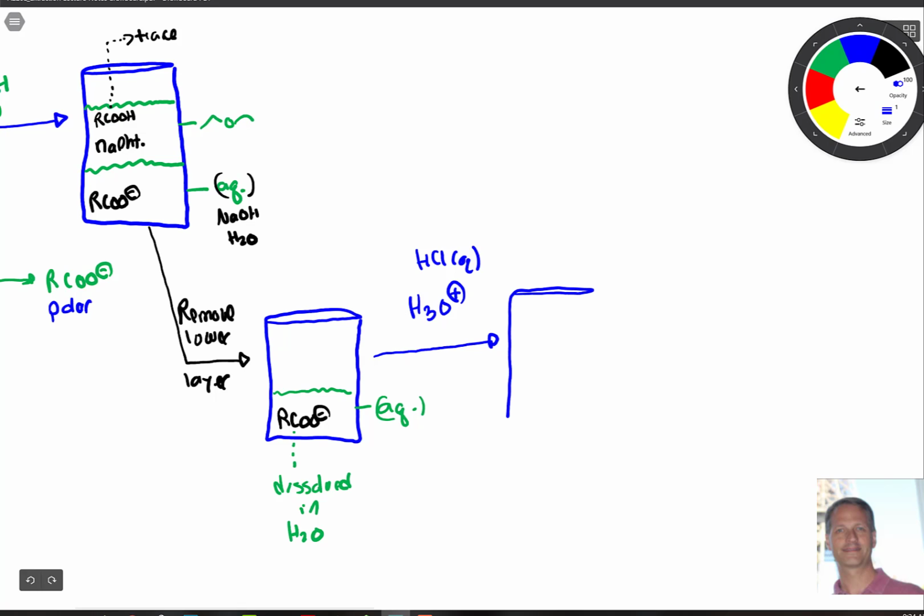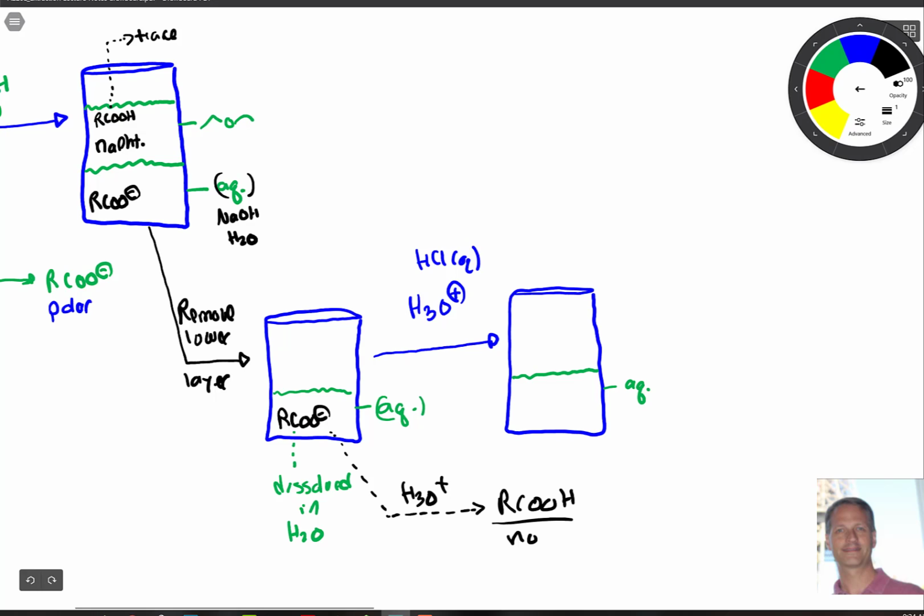So what happens when you do that? Well, you got your little flask or whatever down here below. You got your aqueous layer here. Now when you add to this H3O+, you form RCOOH. And that is now nonpolar. So we're going to get down here RCOOH, but now that's a solid. So what we'll see is we'll see this as a PPT. So you can literally see the solid right there.